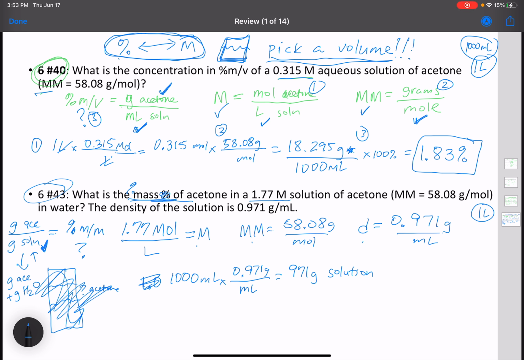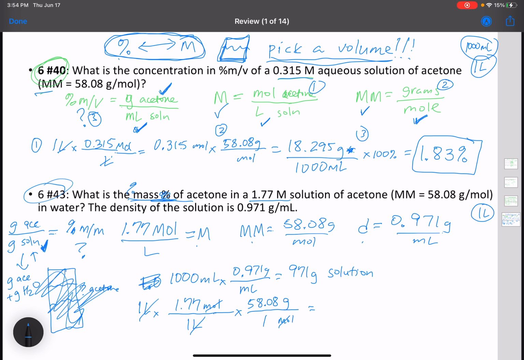Okay, so I'm going to need to use the molarity and the molar mass for this. So if I have 1 liter of this solution, and I know that the concentration is 1.77 molar, meaning there's 1.77 moles of acetone per liter, all right? And so now I know how many moles of acetone there are. I can figure out how many grams of acetone there are using the molar mass. So my moles will cancel out, and I'll figure out how many grams of acetone there are.